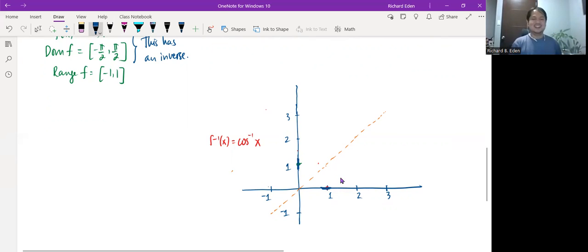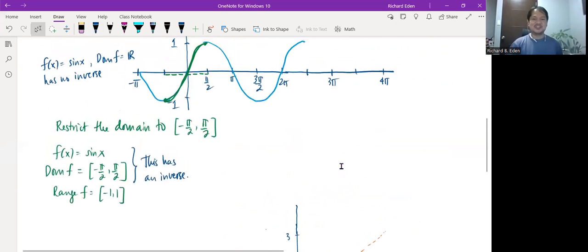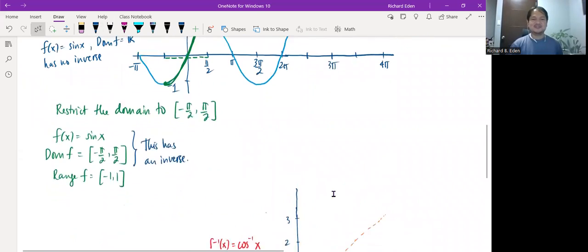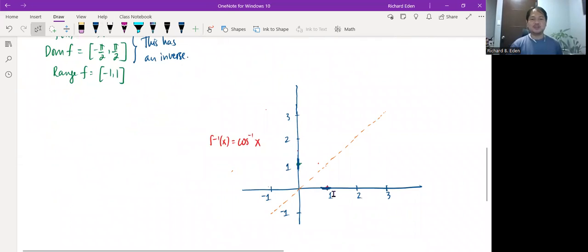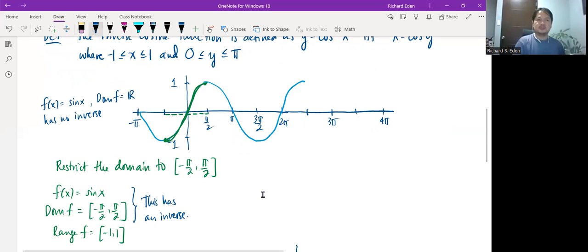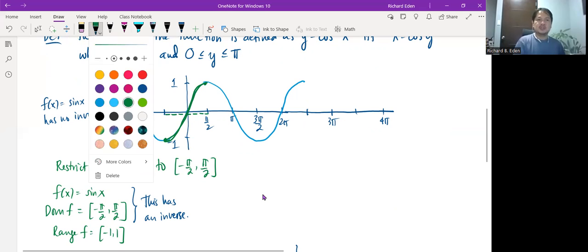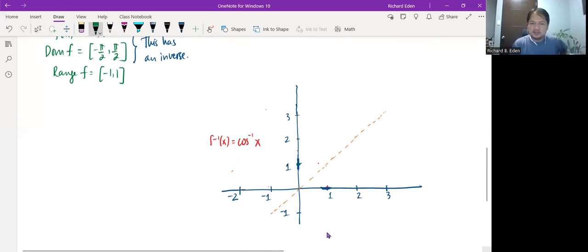So for the sine function, let's take negative pi over 2 going to pi over 2. So we need to extend here pala. So this is negative 2. And then the green portion, negative pi over 2, the negative 1. So ito, down here.